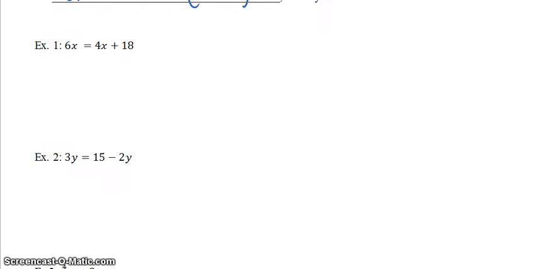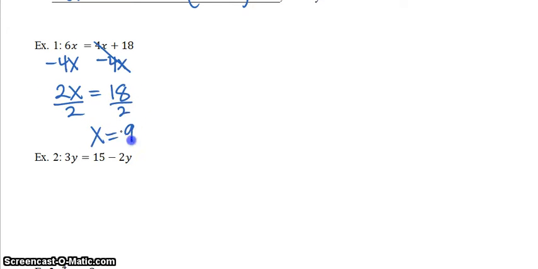So I'm going to take this first one and I'm going to subtract 4x because this is a positive 4x. So in order to get rid of it, I need to subtract 4x. They cancel each other out. Do that on both sides. So 6x minus 4x is 2x. So 2x equals 18. And then once we get here, we already know how to do this. We know that we need to divide both sides by 2. So we get x equals 9.